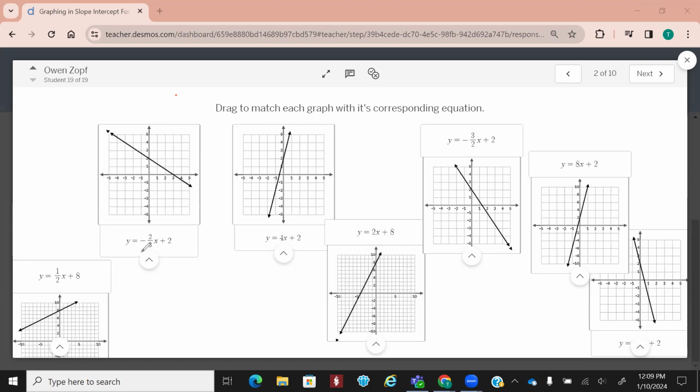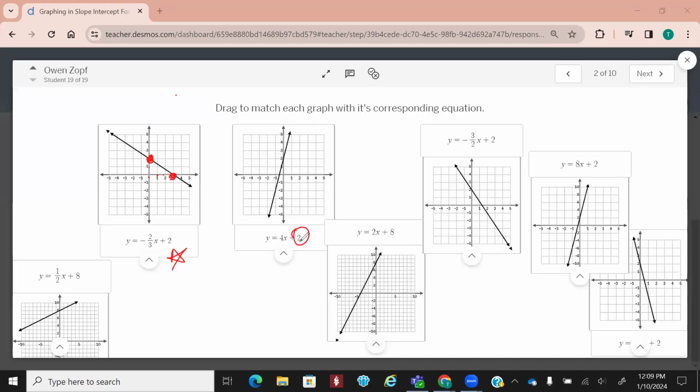So he said, for instance, this one right here, start at 2, then go down 2 and to the right 3, and then he repeated that. Look at the number out here, plus whatever this number is, that's where we start on the y-intercept. If it's positive, we go up 4 and over 1. Or you could go down 4 and over 1, because a negative divided by a negative gives us a positive.